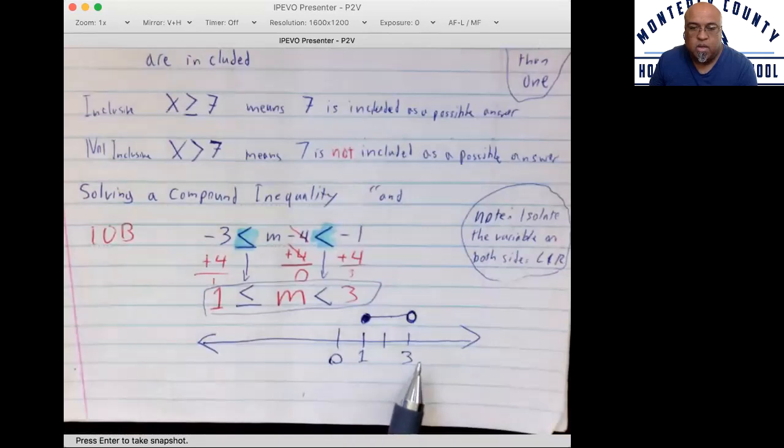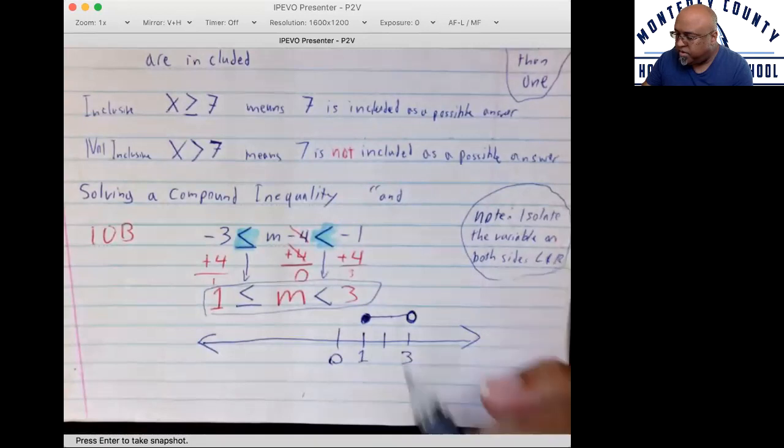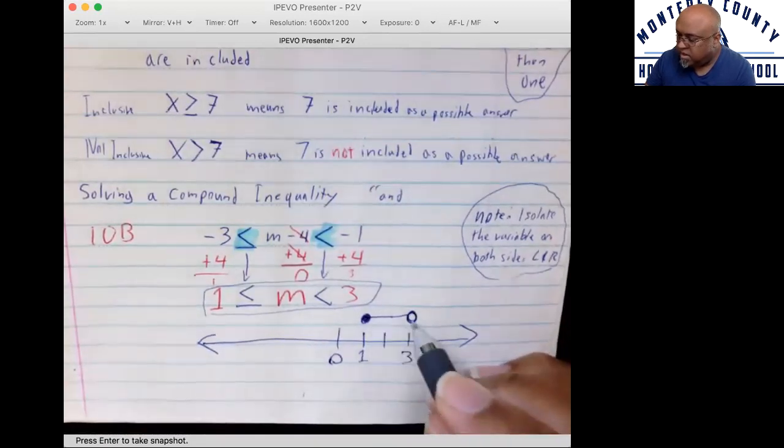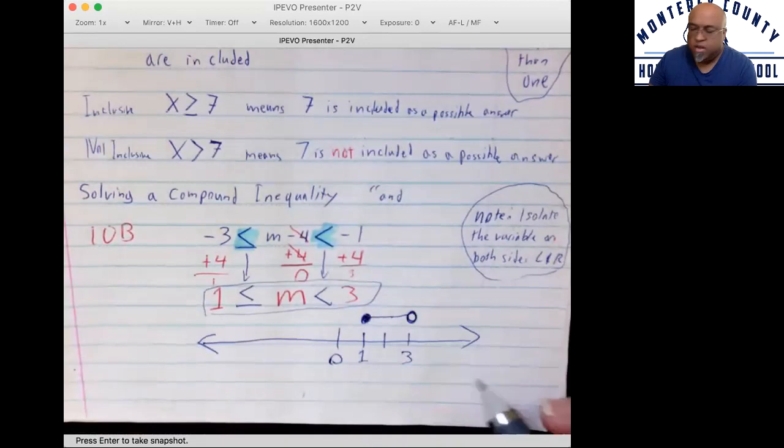Okay. On the 1 side, it could include 1. So, for example, it could be 1 or 2. But on the 3 side, it cannot include 3. So it could be 1, 2, 2 point something, 2.999, but it cannot be 3. Okay? So the range is basically from here, including 1, to here, anything smaller than 3, even 2 point something decimal, but does not include 3.